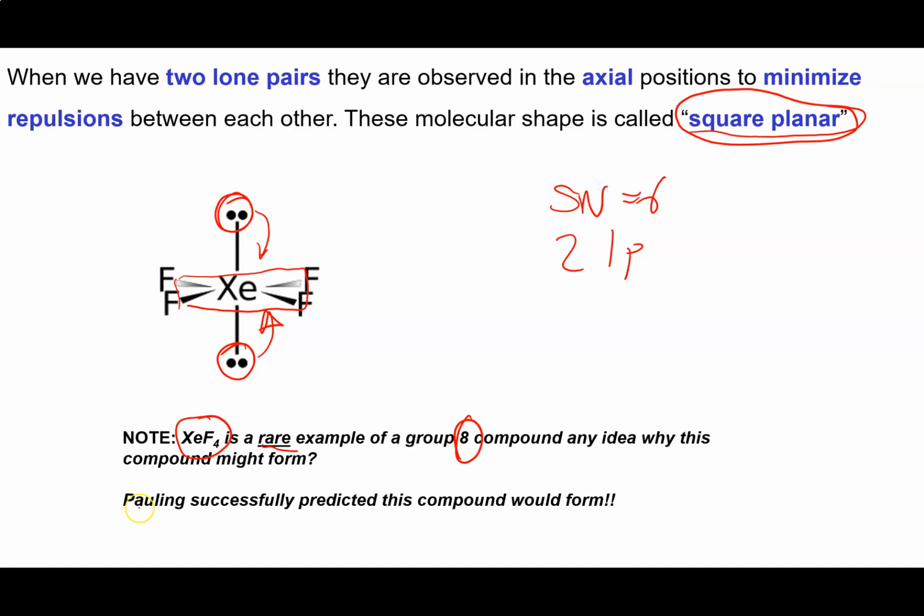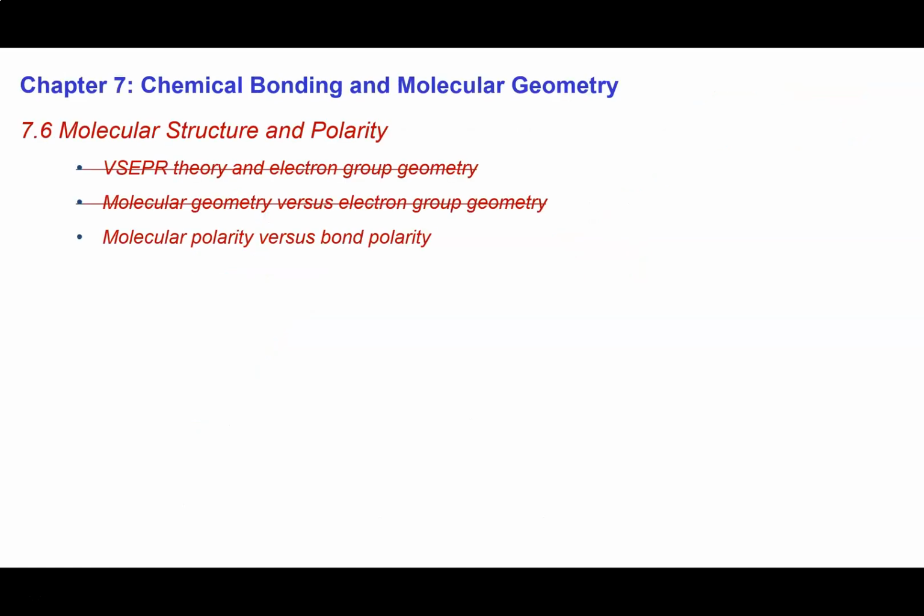And Pauling predicted that this compound would form. People thought he was crazy, and it turns out that it's really easy to make, and it's quite a common compound nowadays. So that concludes the section where I contrast molecular geometry with electron group geometry. There'll be one more video in this series which is looking at molecular polarity and how that is different but related to bond polarity.